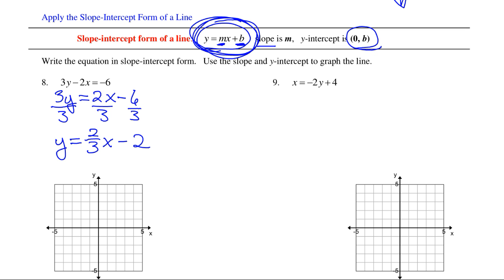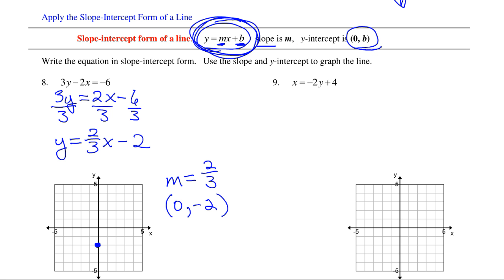Now that actually shows me that I have a slope. So for my graph that I'm going to do, my slope is 2/3, and my y-intercept, my point that I need here, is going to be the point 0, -2. All of that just from my equation. So 2/3, my slope, and 0, -2, the point. Now I can use those two things to make the graph. So start with the point 0, -2.